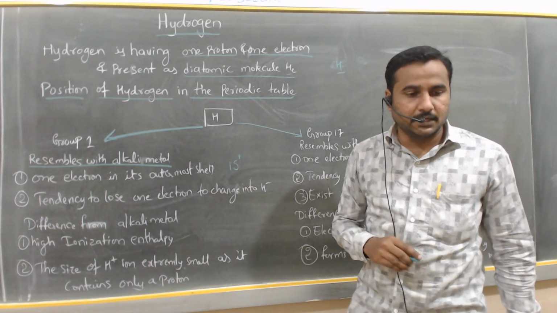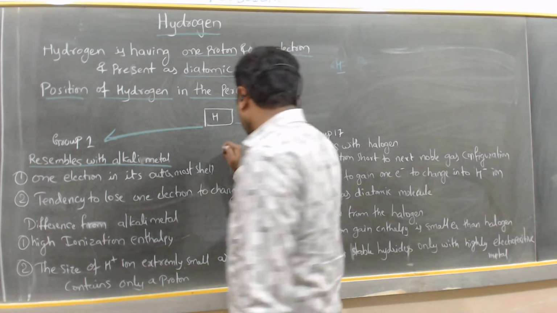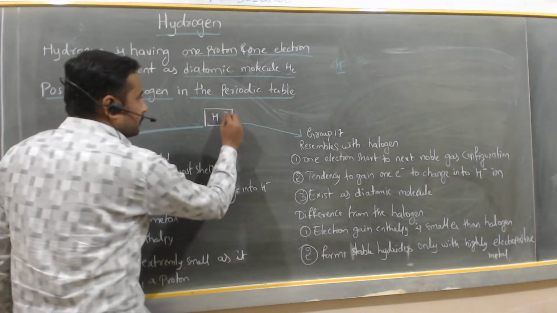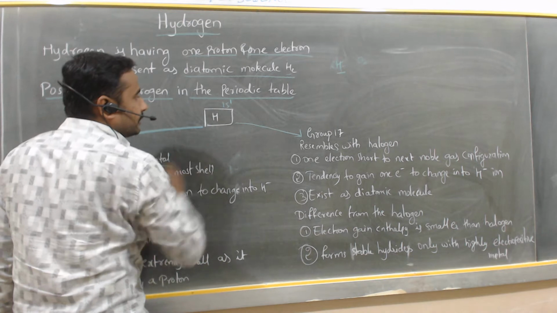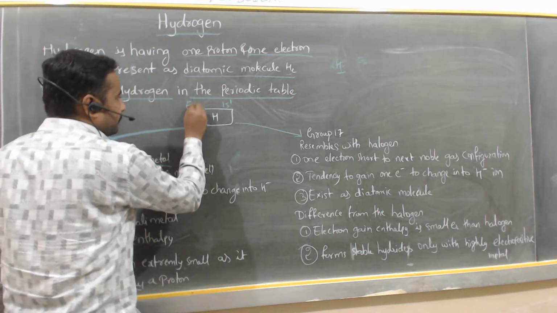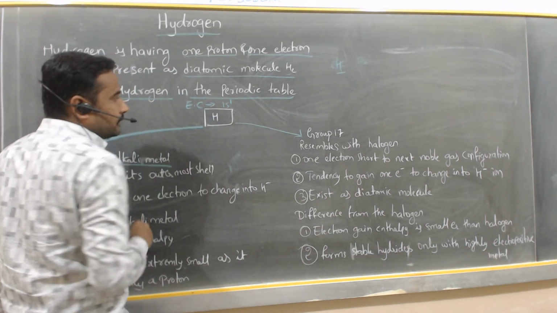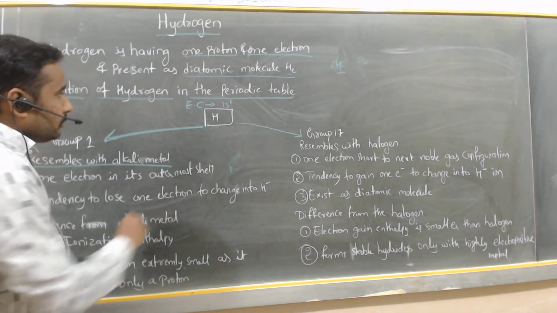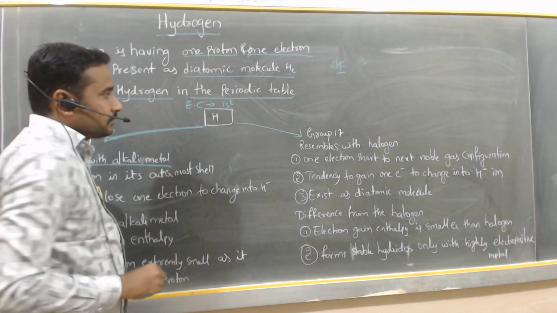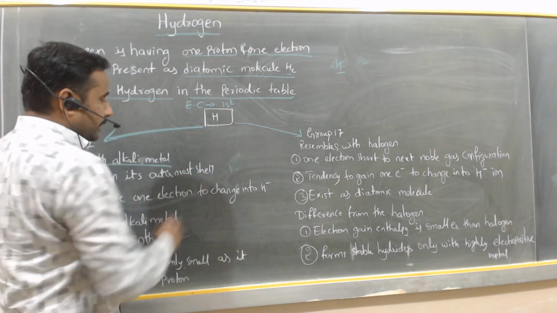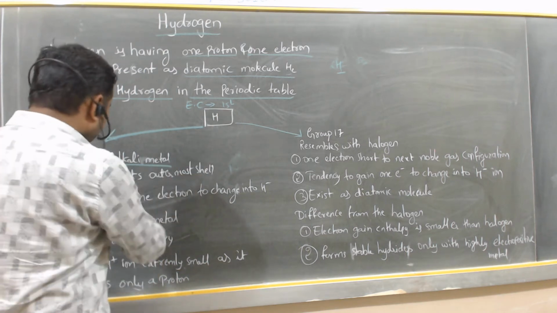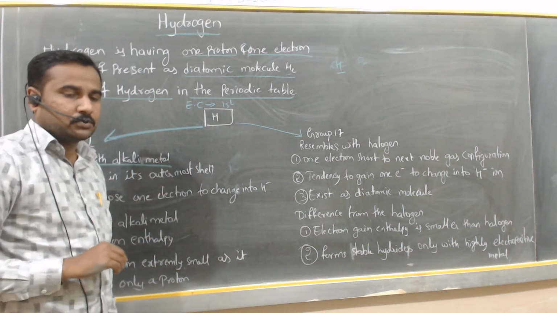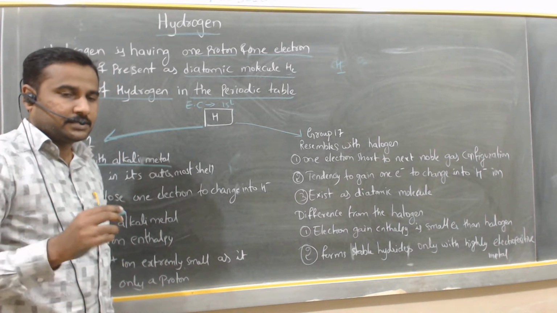If you take lithium, I will write down here the electronic configuration. So it has one electron in its last outermost shell. The alkali metals are lithium, sodium, potassium, rubidium, cesium, francium.